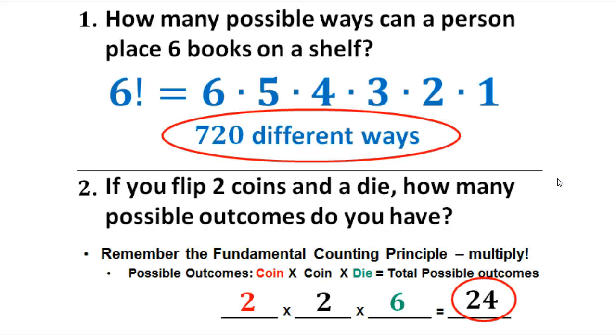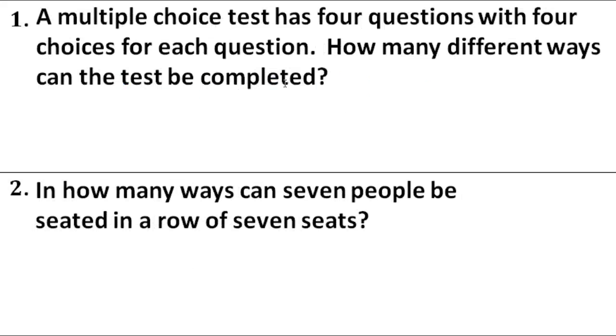Hopefully you found out that this one was 720 different ways to place a book on the shelf, because in that 1st position we have 6 different possibilities. In the 2nd position we only have 5 because 1 was taken already in the 1st position. So hopefully you're starting to get the feel for this a little bit. Let's go on now to the next one. Go ahead and try this one, and push pause now and then you can come back to it.